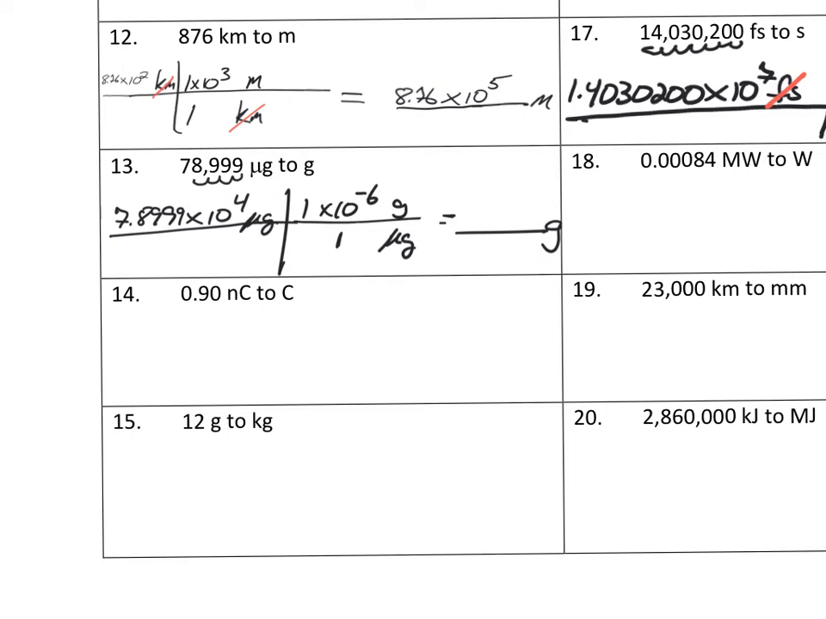So now you just multiply again. It's 7. Let me zoom in.